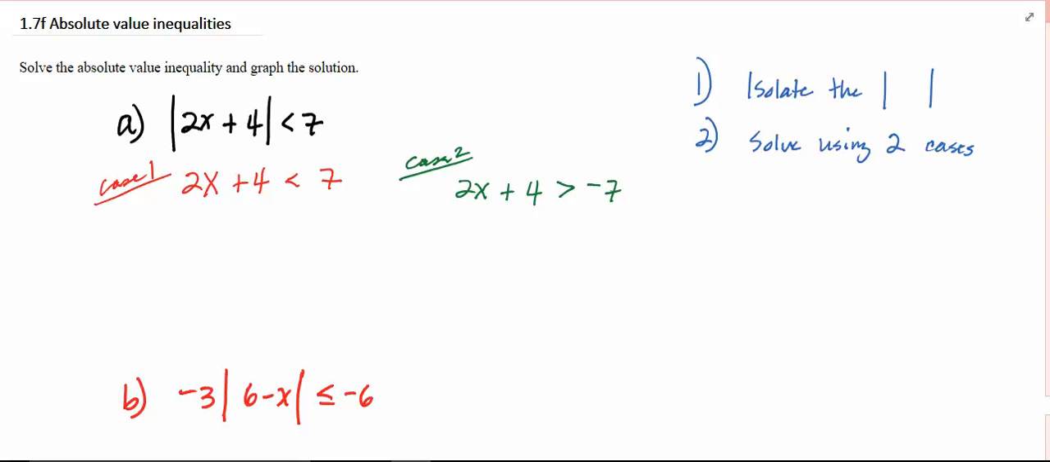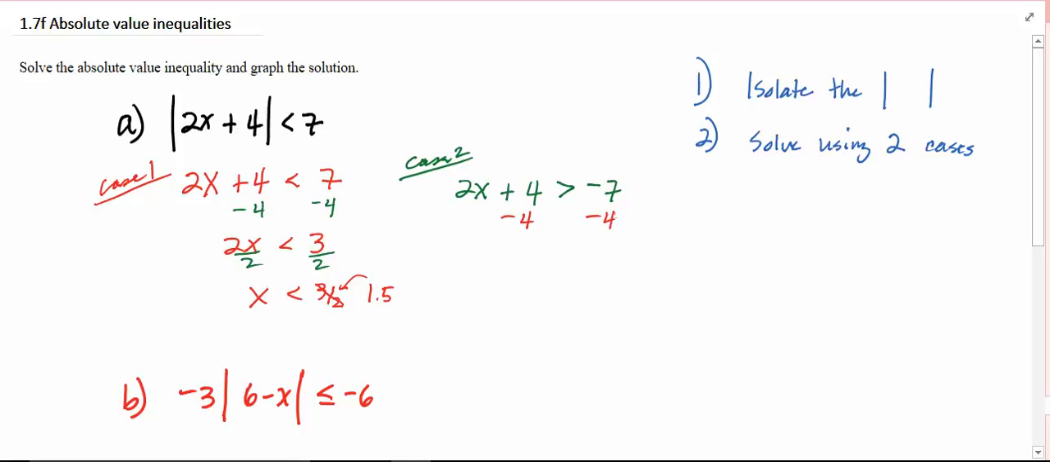So now we're going to take the two cases and solve them independently of each other. Subtract 4, subtract 4. Here we go. We have 2x less than 3. Divide by 2, divide by 2. We have x is less than 3/2, and that's really just the same as 1.5. I'll probably use 1.5 when I'm on my number line because that's an easy thing to picture in my mind when I'm trying to find the location for that.